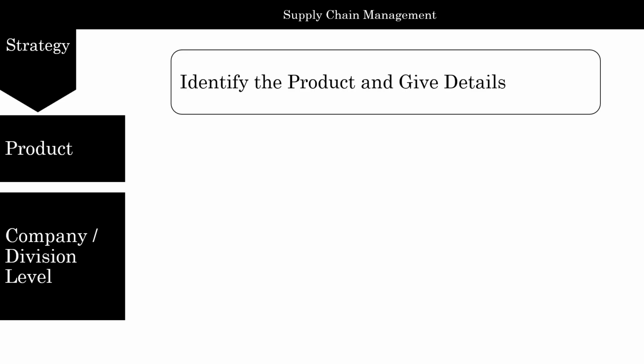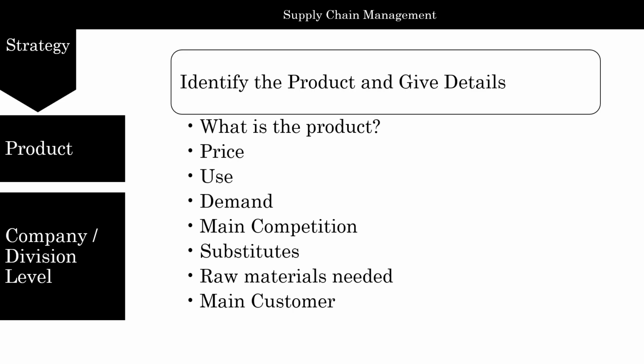So once we did the product portfolio, now it's time to actually identify the product and give some details about the product. So the first thing is, what is the product you're studying? What is its price? Where is it used? What is the demand like? Who is the main competition? Are there any substitutes for the product? What kind of raw materials are needed? And who's the main customer for this product?